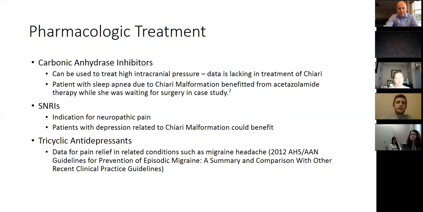So SNRIs, they do have indication for neuropathic pain. And patients with depression related to Chiari malformation could benefit, whether it's from their surgery or they had it before, some patients may definitely be discouraged with their outlook, their prognosis, and also their functionality after developing Chiari malformation. So those could definitely be utilized. And then tricyclic antidepressants, they do have good data for pain relief and related conditions, especially migraine headache, which almost all of these patients with Chiari, especially if it's more severe, are going to have.